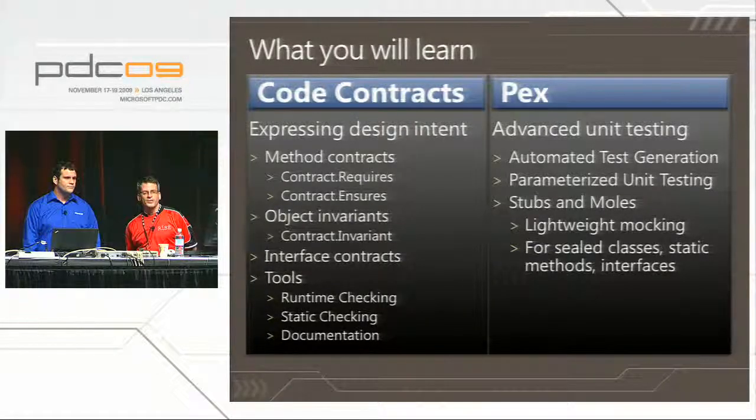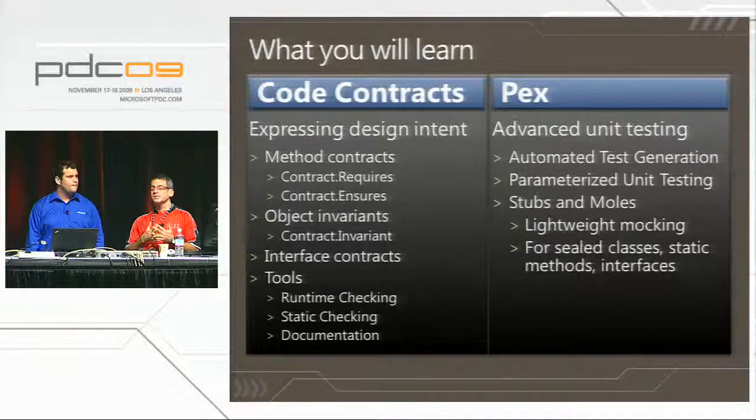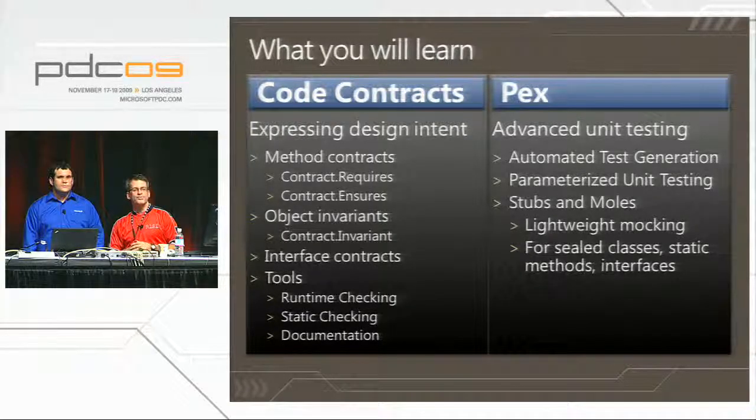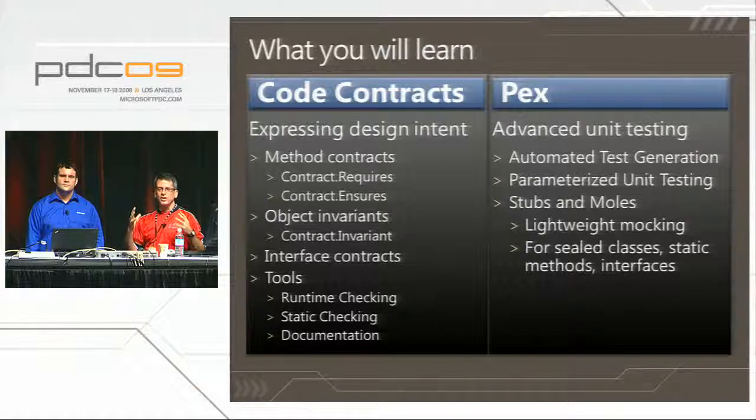I'm from the code contract side of the house. And what that means is we've introduced a design by contract system that's a library-based solution. That means that you can use it from any .NET language. Today I'm going to show it to you from C#, but you can use it in VB, F#, any other .NET language. And it provides a way for you to capture the intent as you're writing the code of what the correct behavior is for an API.